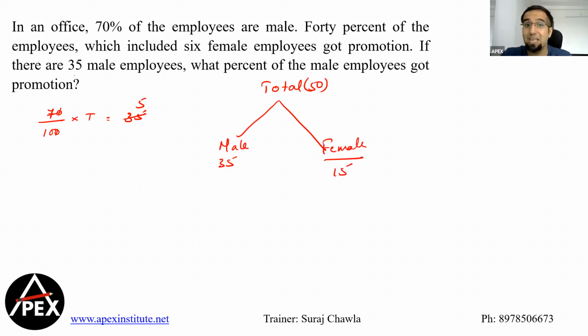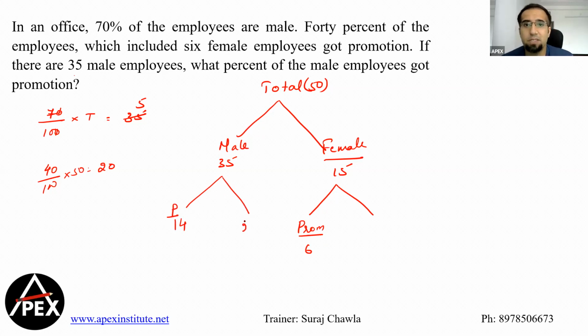40% of the employees, which included 6 female, got the promotion. Let's first see this. So the females who got promotion are 6. Now, 40% of total employees. What is 40% of 50? So 40% of 50 will be 20. So total 20 employees got promotion. Clear? Out of that, there were 6 females. That means how many males got promotion? 14 males got promotion. If 14 males got promotion, the number of males who did not get promotion is 21.